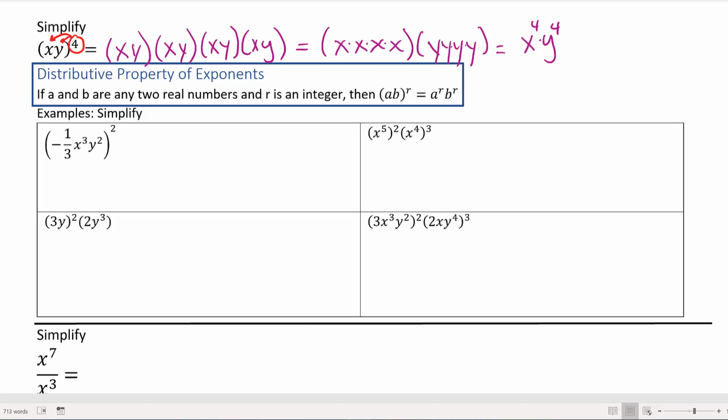So if we have a and b be real numbers and r is an exponent, a and b, there's two bases on the inside, and the one exponent is going to both bases. It just gets distributed: a to the r times b to the r.